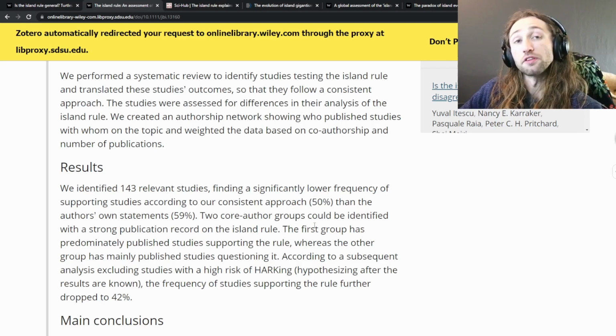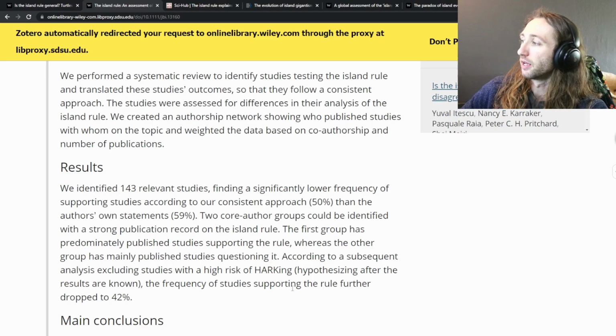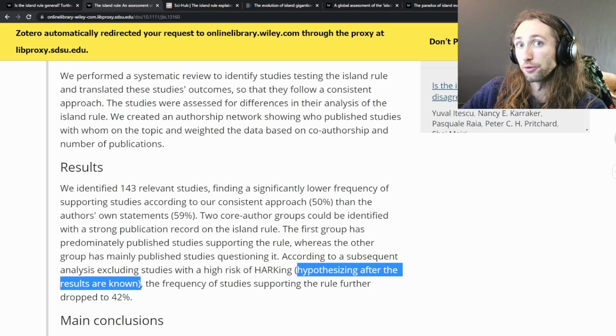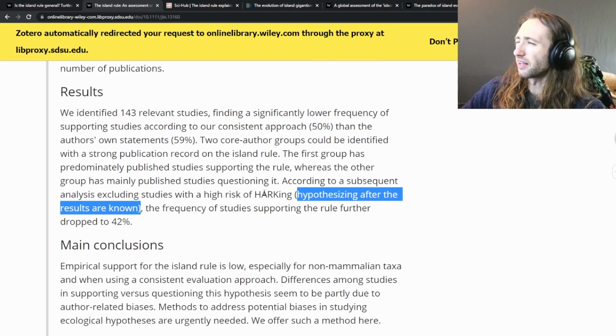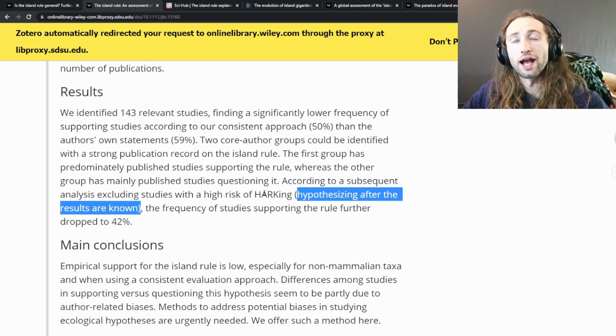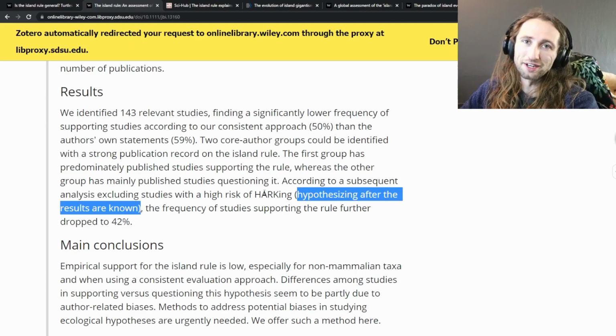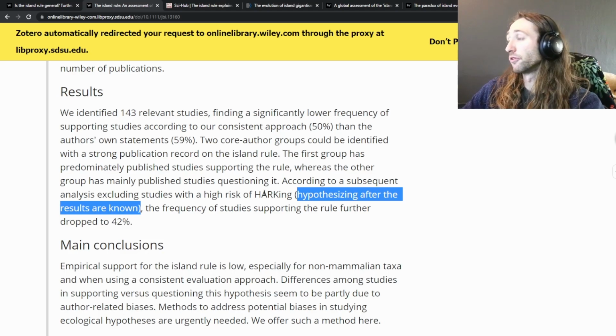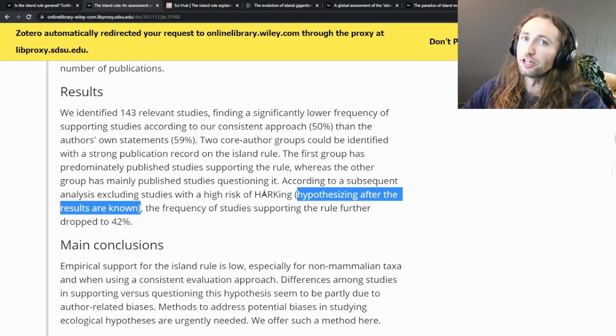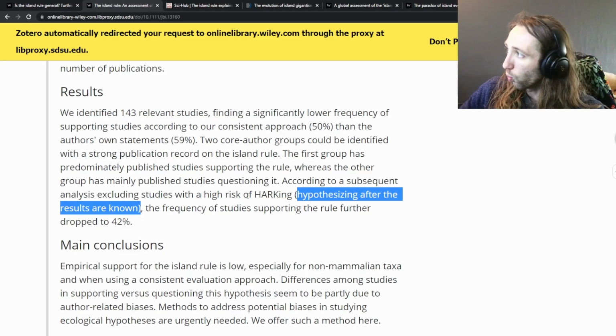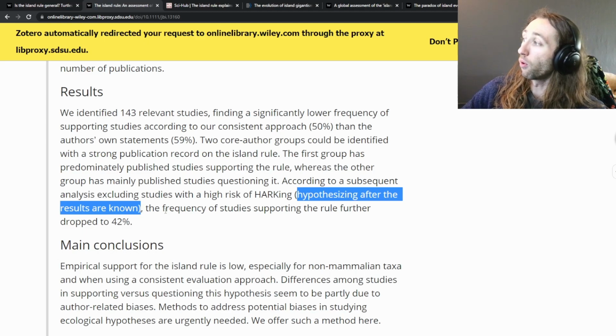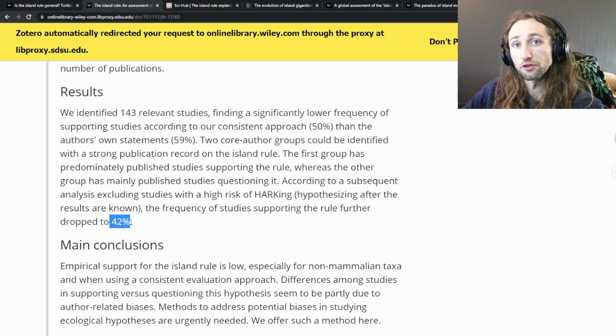But they went one step further, and they further classified these papers according to something they call HARKing, which stands for hypothesizing after the results are known. This is a somewhat common trend in biogeography studies, and that's partially because it is hard to do actual testing. Oftentimes, we are describing an area and then laying forth the different hypotheses based on the literature. It is absolutely an issue, and it should be noted with concern. Anyways, with HARKing, they found that the frequency of studies supporting the rule further dropped to 42%.